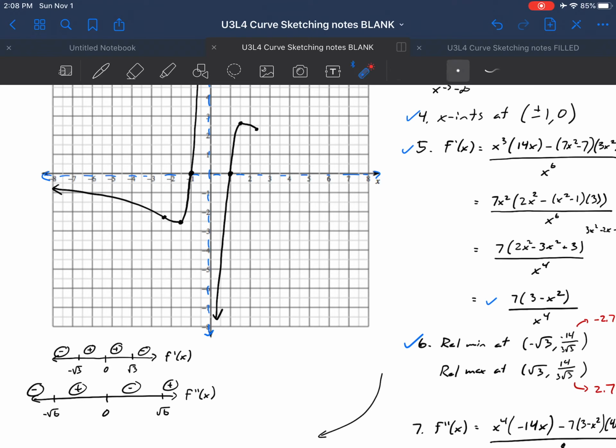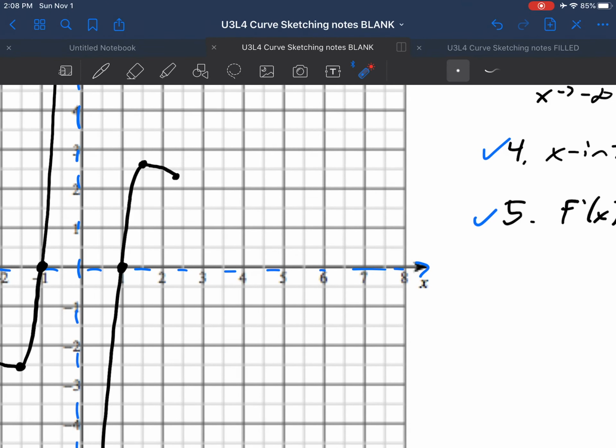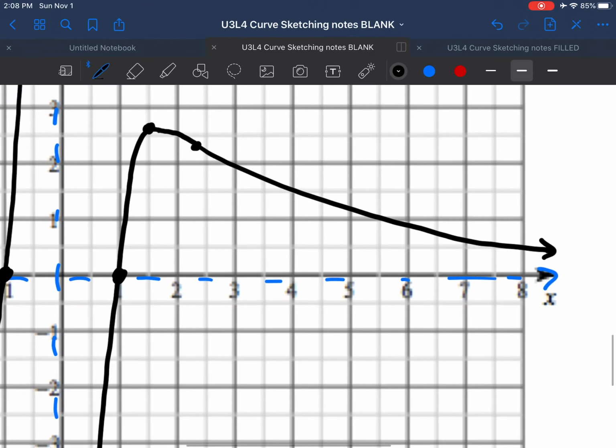And at root 6, which is right here, what happens? The thing is still decreasing, but now it's changed to concave up. So it's going to have a point of inflection. It's going to look almost like a parabola opening upward. Okay, so that means it'll do one of these. It's looking like it's going to hold water there. All right, I know I should just let it go, but I can't. I just got to get this part right.